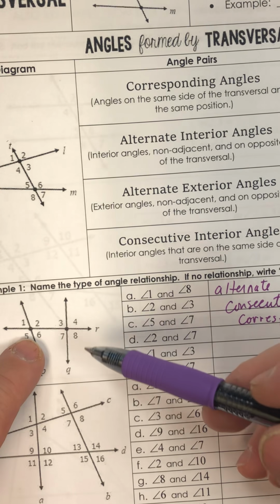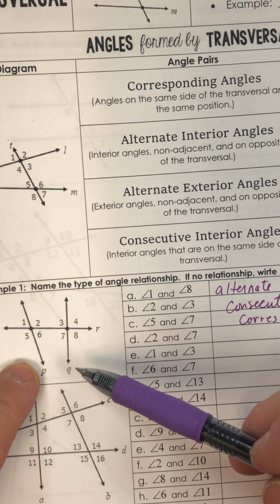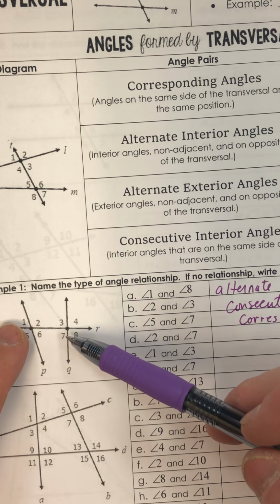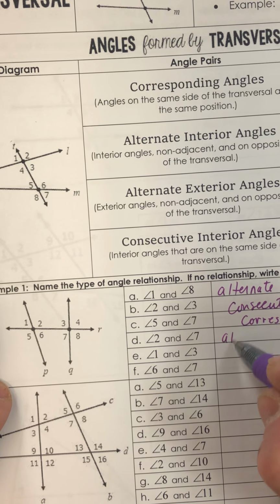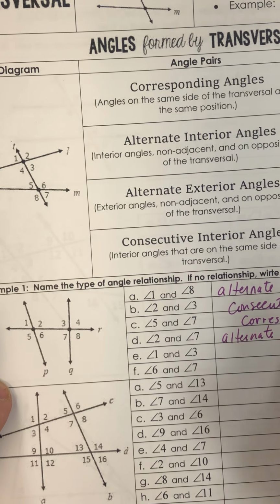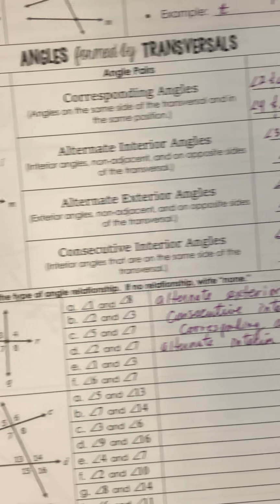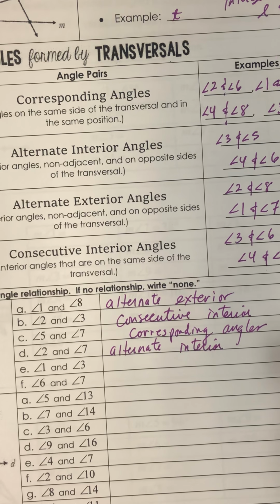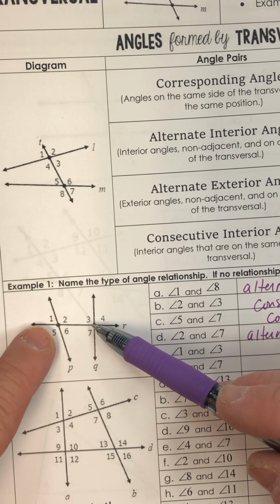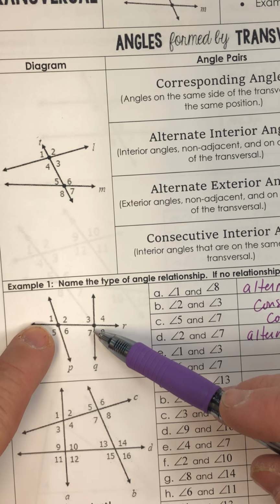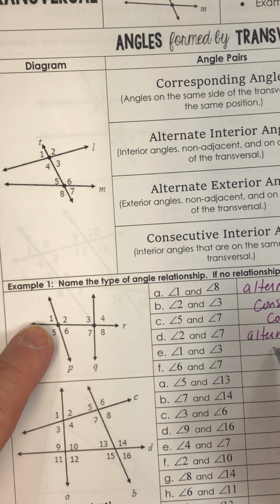Angles 2 and 7, so looking at those two, see how they cross over the transversal, and they're inside these two lines here, so that would be alternate interior. Okay, alternate interior, and previous corresponding. Get your notes caught up. All right, let's see. 1 and 3. 1 and 3, same position along the transversal relative to those two lines. So that would be corresponding.